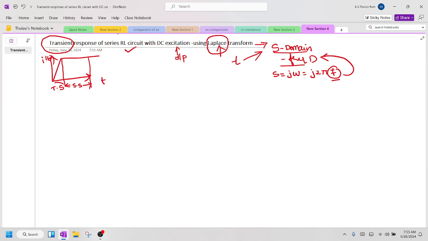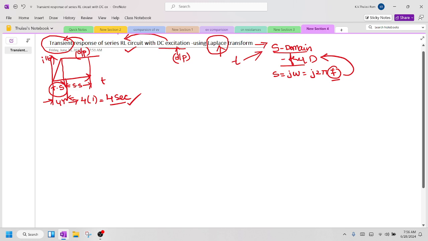You can see this transient state is only for a small duration. For example, if you mark this duration, it is 4 times the time constant. If you take the time constant as 1 second, you can assume that these transient responses are available only for a shorter interval. Those responses are called transient responses. Response means output, excitation means input. So we are going for a DC excitation as an input for an RL circuit, and we are going to find out the transient response or the transient output.